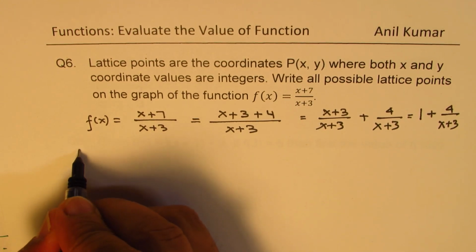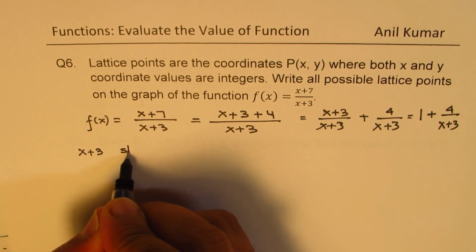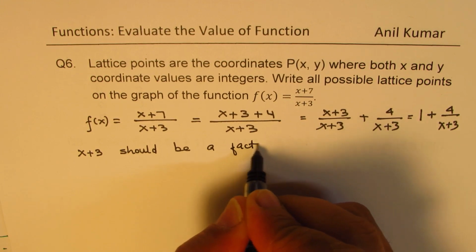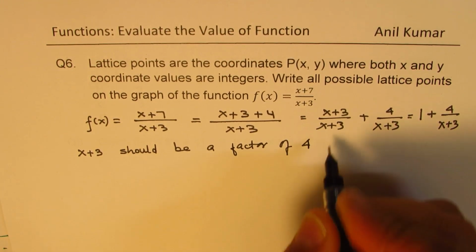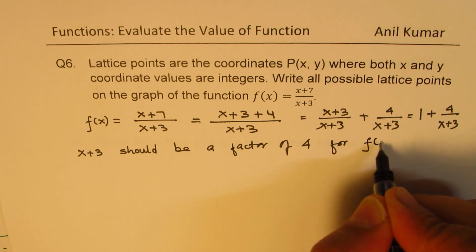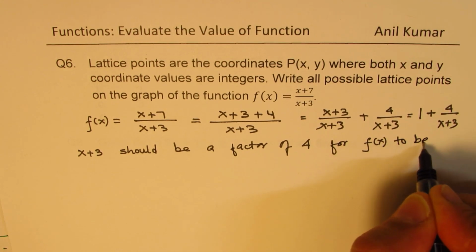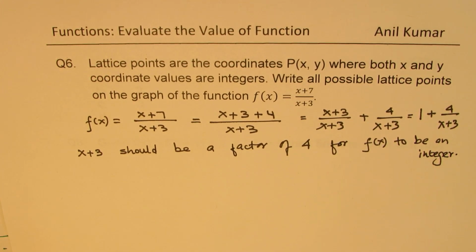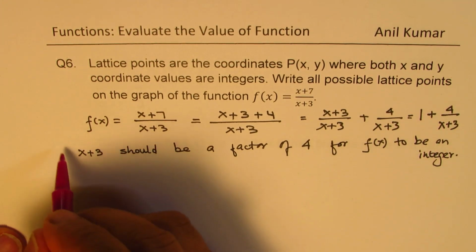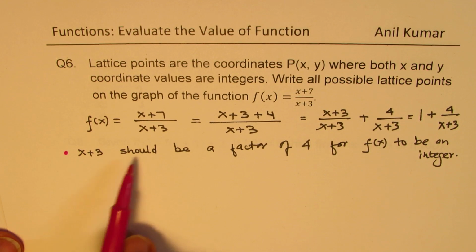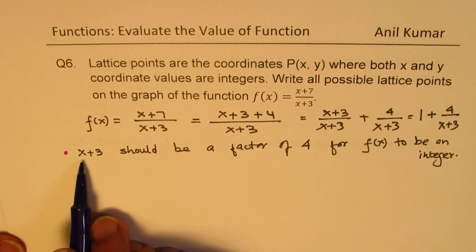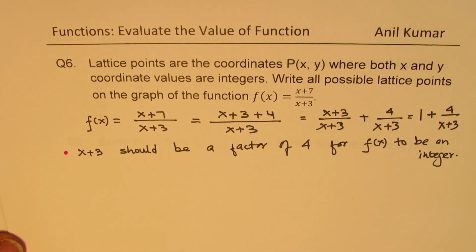So that means x plus 3 should be a factor of 4 for f of x to be an integer. Now this is very, very important to understand. So do you get this part? So we are dividing 4 by something. So x plus 3 should be a factor of 4, right? Now if I say x plus 3 is a factor of 4, what could it possibly be, right?